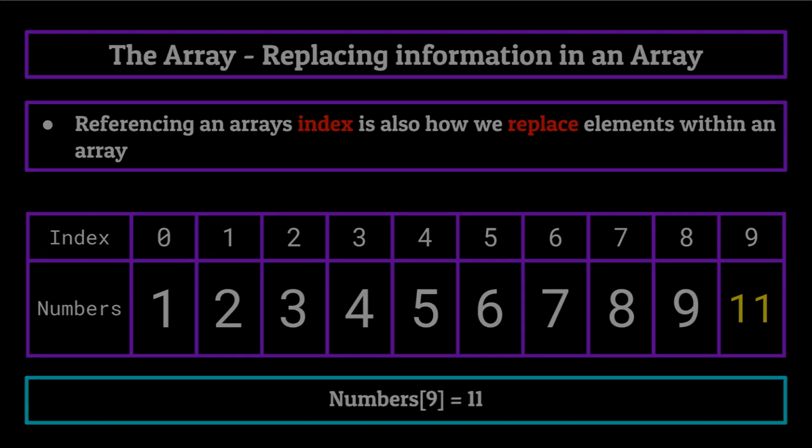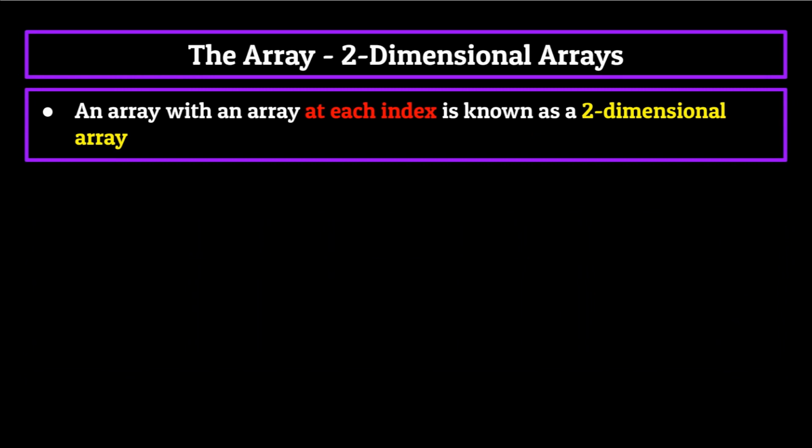This tells the computer to take the element at index 9 and replace it with the integer 11, essentially swapping out 10 for 11. Now the last thing I want to talk about before we jump into time complexity equations for an array is the practice of putting arrays inside of arrays, because you can actually do that. An array with an array at each element is known as a two-dimensional array. Think of a two-dimensional array as a matrix.